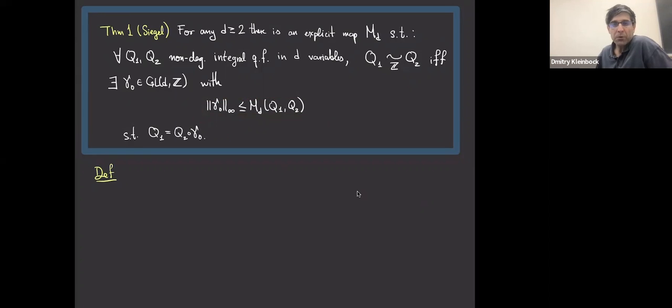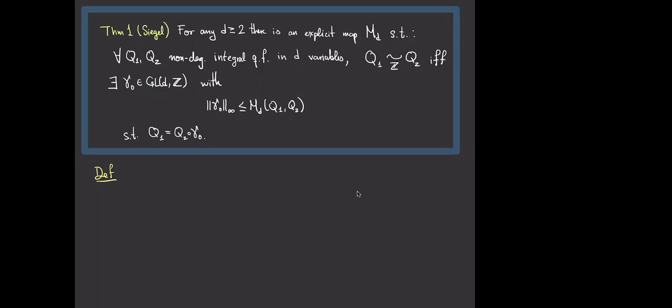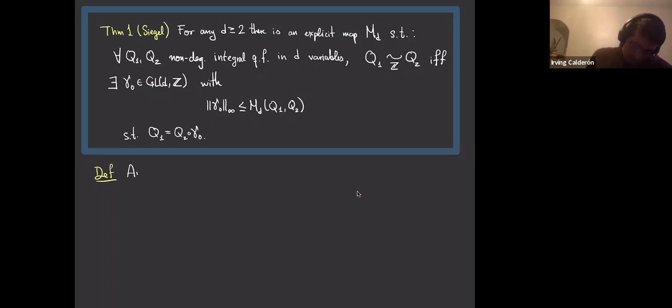So m_d is a map from the product of the set of quadratic forms? Yes, yes. For a pair of integral quadratic forms, it gives me a real number. Okay. And m_d, as in theorem 1, we'll call them Z search bound.